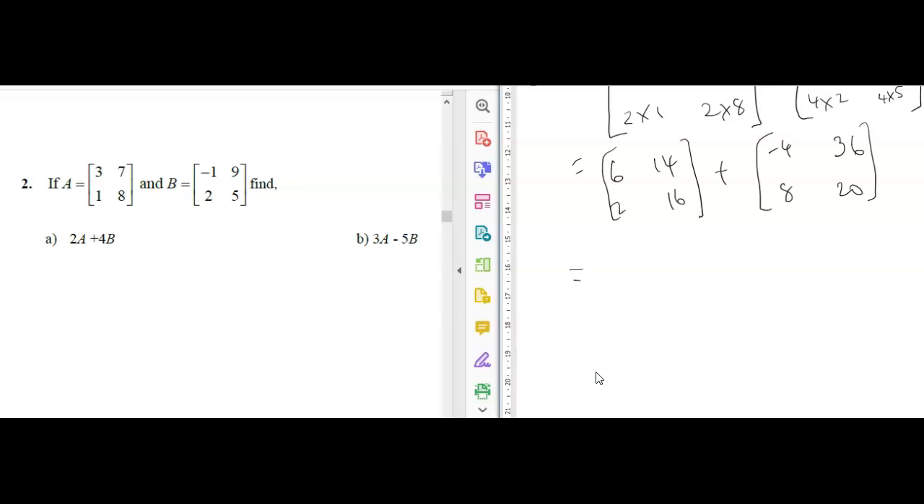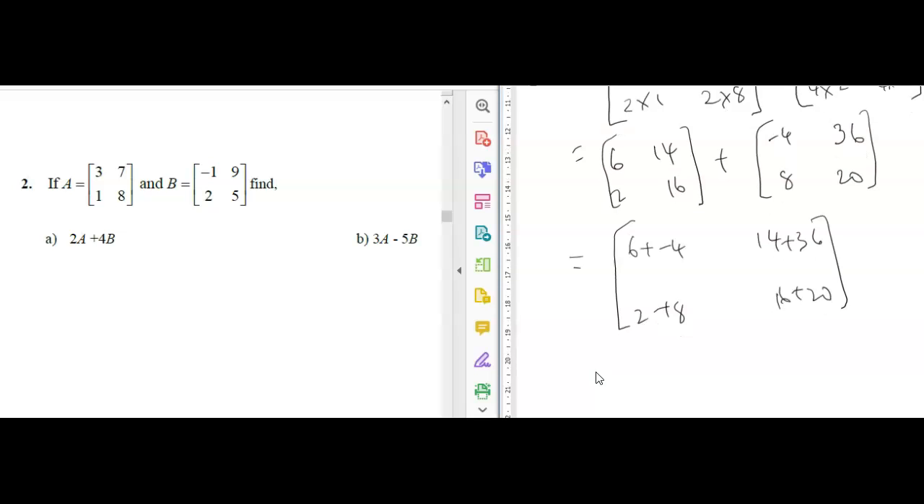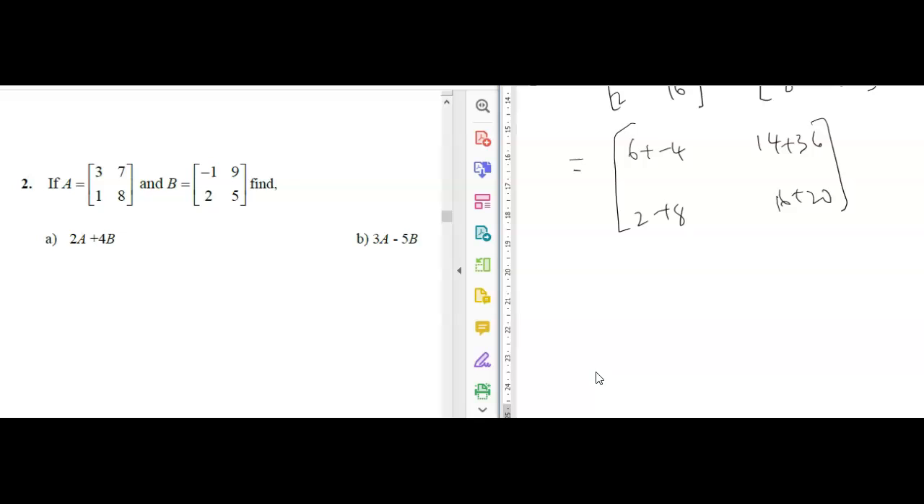So we go, I'll write the working out. So 6 plus -4, so the elements in the same spot are added. 14 plus 36, 2 plus 8, and then 16 plus 20. So kind of think if they were over each other. So the matrix was on top, so in the same spot we're adding. Each element in the same spot is added to the element in the matrix on the other.